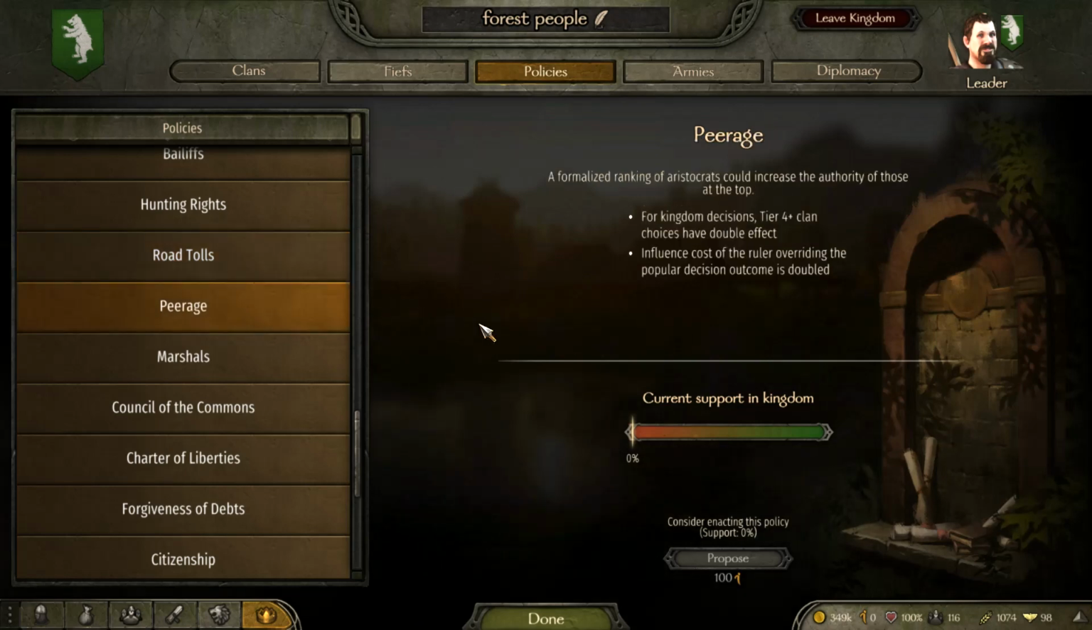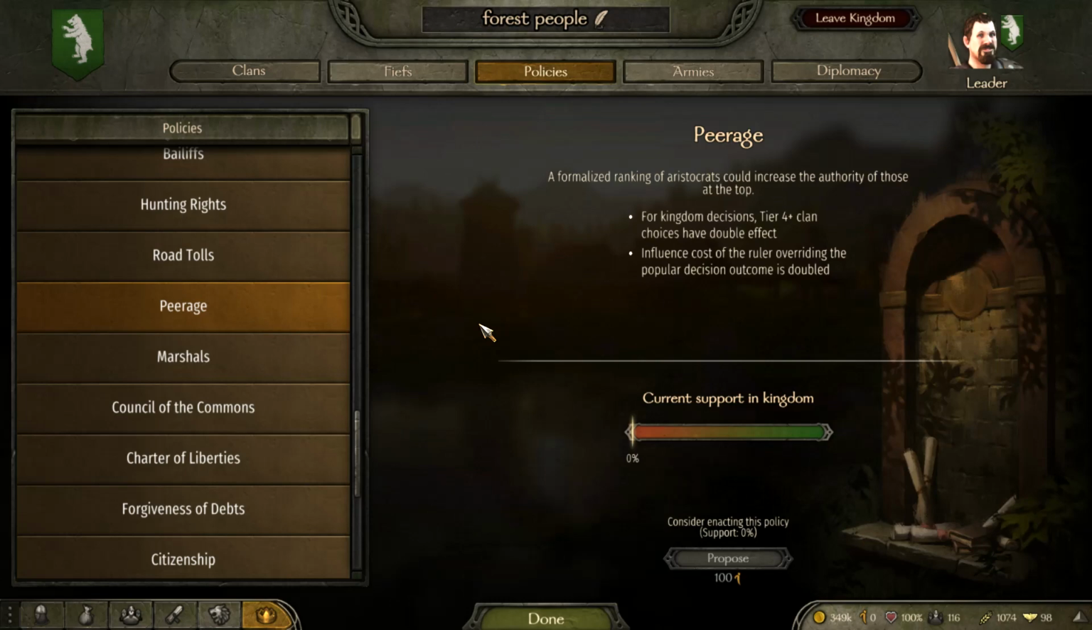For kingdom decisions, tier 4 plus clans have double effect, so it's just essentially their influence is going to count as twice as much. The influence cost of a ruler overriding the popular decision is also doubled, so it means that for you to have the deciding vote, your final decision, it's going to cost you twice as much. But it just does mean that all the other clans in your kingdom have more of a voice, more of a say in what happens.